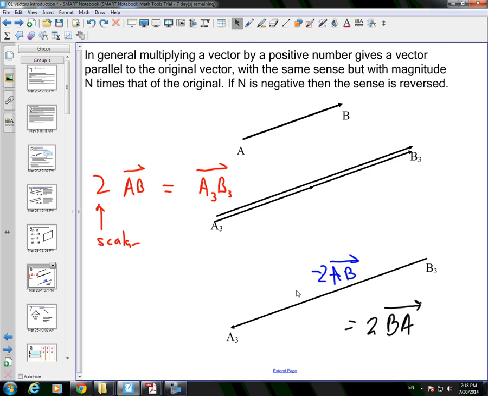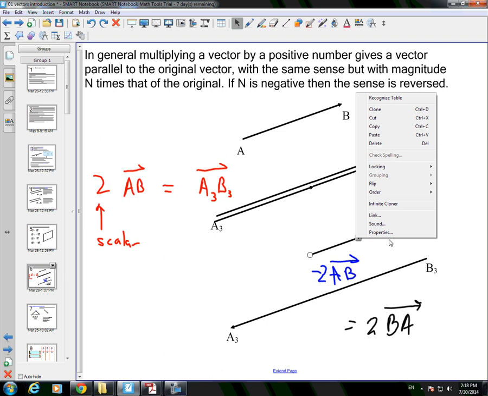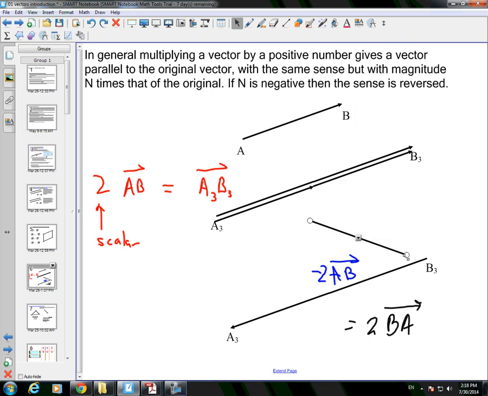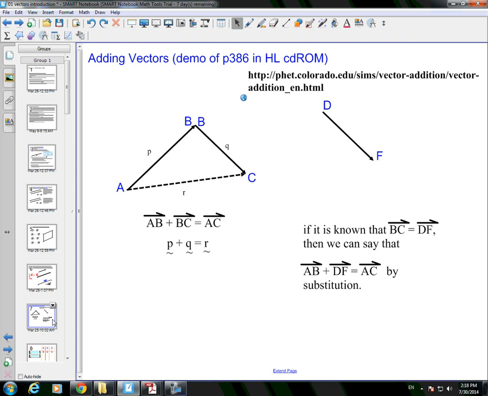We could also use negative numbers as scalars, and what that's going to do, of course, is change the direction or the sense of the vector in addition to its magnitude. So I'm going to double the magnitude, but I'm also going to reverse the sense. That didn't work. I think you understand my meaning. I hope you do. Anyway, that scalar is pretty straightforward.